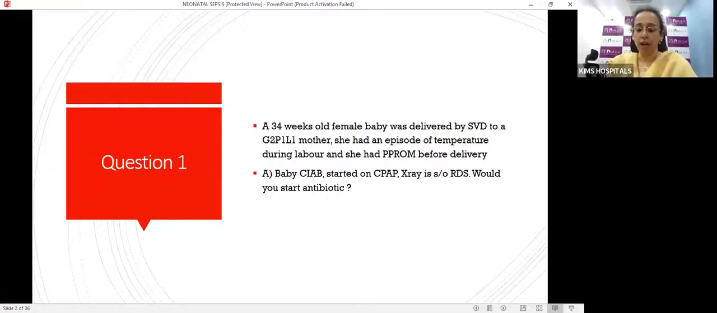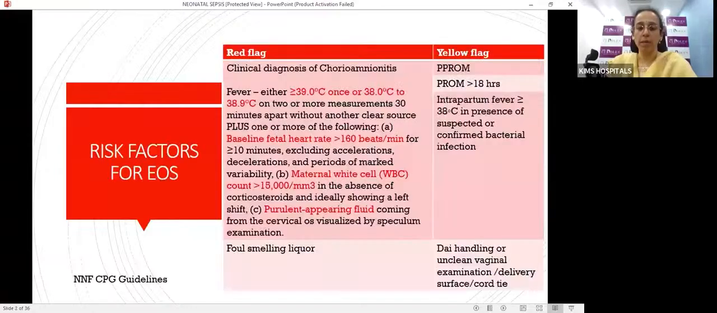If we are faced with this scenario, then we should look at certain guidelines and decide about the beginning of antibiotics in the baby. These are the guidelines given by NNF CPG, in which the risk factors are given as red flag and yellow flag signs. Among the red flag signs, any clinical signs of chorioamnionitis in the mother, either the temperature being more than or equal to 39 degrees centigrade one episode, or 38.0 to 38.9 degrees centigrade on two or more measurements 30 minutes apart, plus one or more of the following.